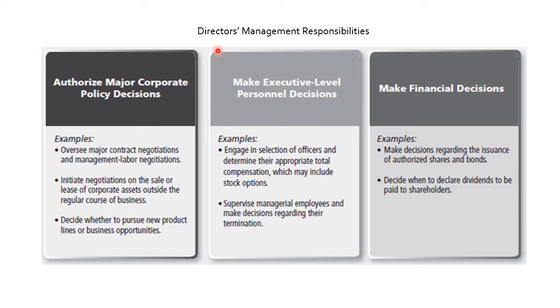So here we have just a quick visual representation of the management roles and responsibilities of directors. So the big ones: decide whether to pursue new product lines or business opportunities. So if a corporation decides to expand into a new geographic area, that has to start from the board. Or if they're deciding to compete in a new market, that would also start from the board, right?